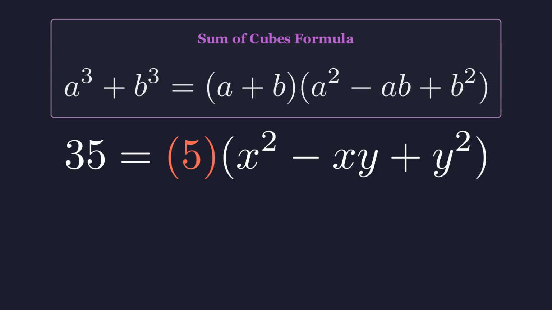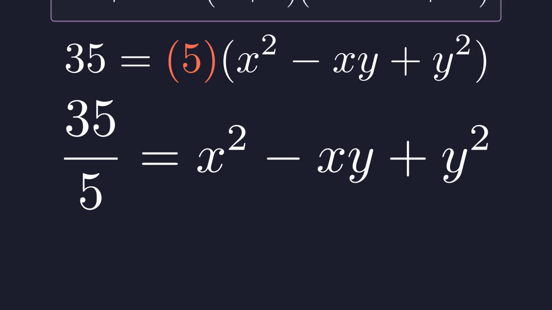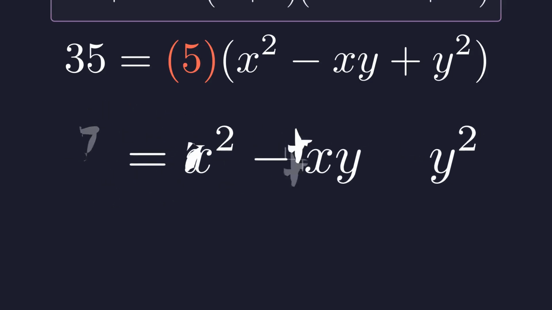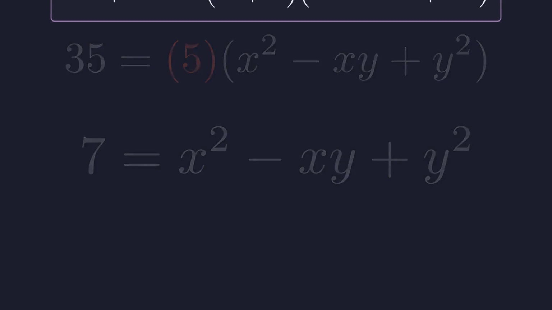squared. Let's clean this up a bit by dividing both sides by 5. 35 divided by 5 gives us 7. So we've got 7 equals x squared minus xy plus y squared. We're making progress, but we still need to somehow extract xy from this mess.